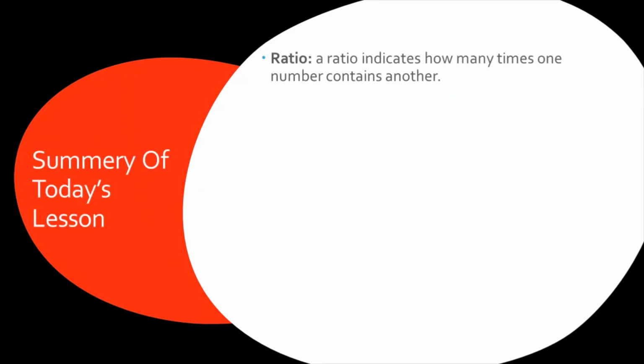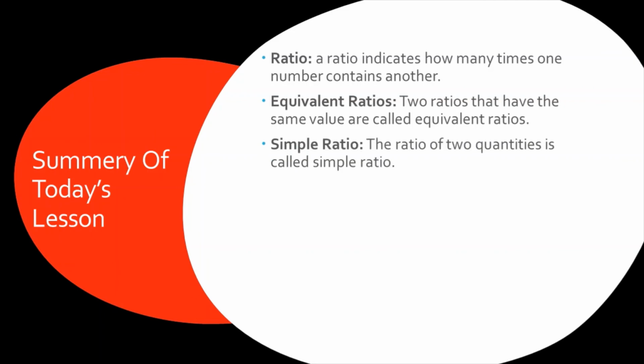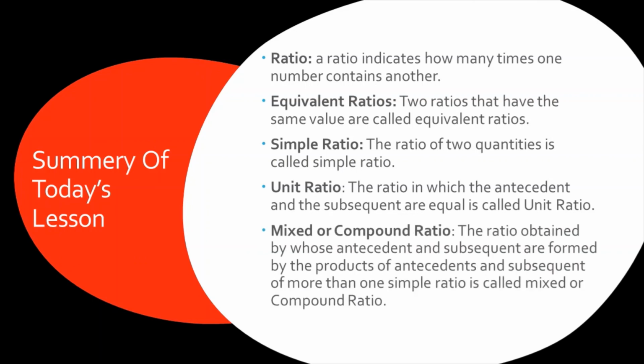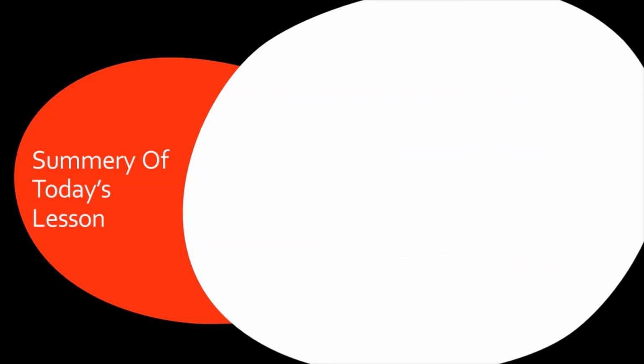Let's see the summary of today's lesson. Ratio: a ratio indicates how many times one number contains another. Equivalent ratio: two ratios that have the same value are called equivalent ratios. Simple ratio: the ratio of two quantities is called a simple ratio. Unit ratio: the ratio in which the antecedent and the subsequent are equal is called a unit ratio. Mixed or compound ratio: the ratio whose antecedent and subsequent are formed by the products of the antecedents and subsequents of more than one simple ratio is called a mixed or compound ratio. So that is the thing we have learned today.